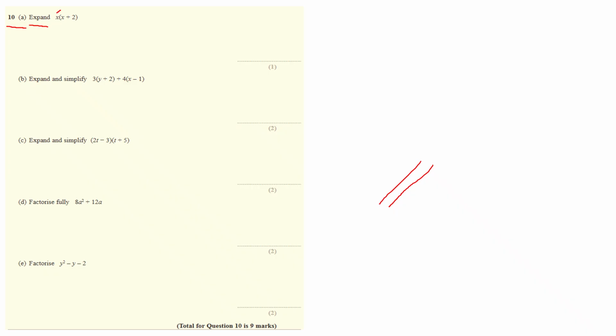So I do x times x and then x times plus 2. X times x, guys, is x squared and not 2x, so be careful. And x times plus 2 or positive 2 is positive 2x or plus 2x. The answer reads x squared plus 2x. So you're multiplying everything on the outside by all of the terms on the inside, or each of the terms here on the inside of the bracket.